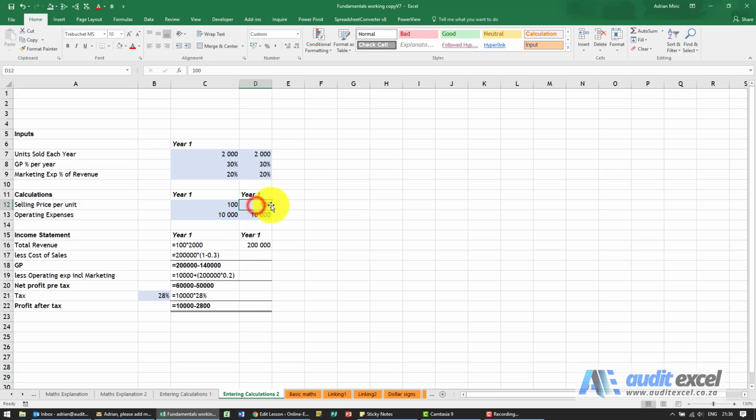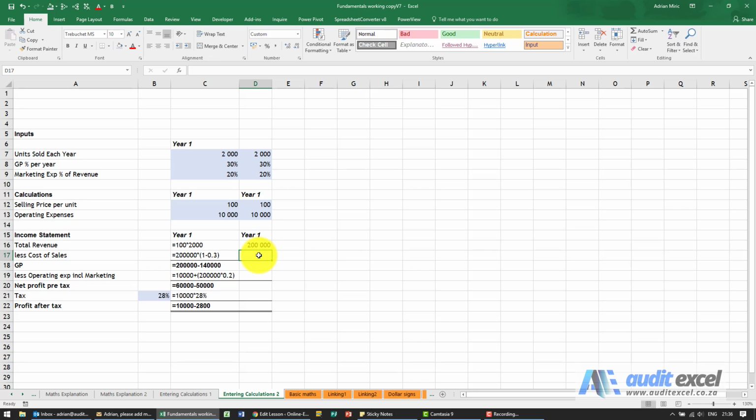The benefit of this now is that you can change these numbers and Excel will do the calculation for you. So if the selling price actually is 110, when I click enter, you'll see that is 220,000 because it's going to cell D12, multiplying it by whatever's in cell D7. Let's go back to 100 here. Let's see how we do the next one.